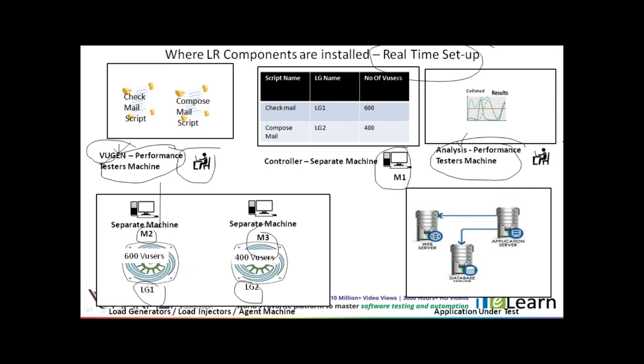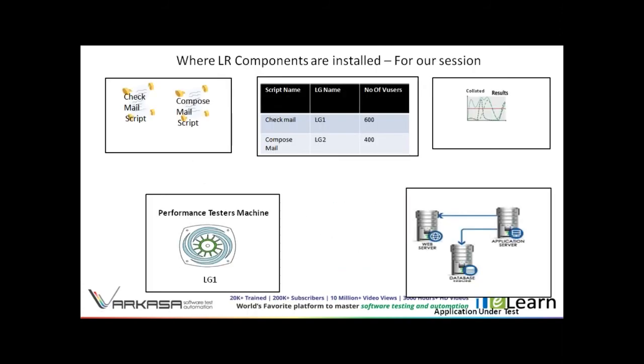Why the controller is installed on a separate machine: you will have only one license. Typically they don't buy too many licenses. You have only one controller machine license. But you can have as many Vusers and Analysis as well. Let's say there are 5 performance testers. You can have 5 Vusers and 5 Analysis, installed on 5 different performance testers' machines. But you can have only one controller. That is the reason why you will have a separate controller machine.